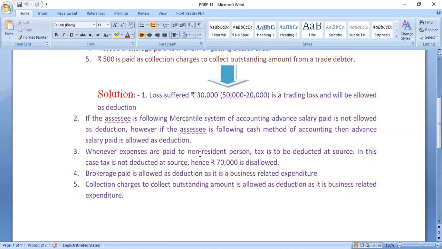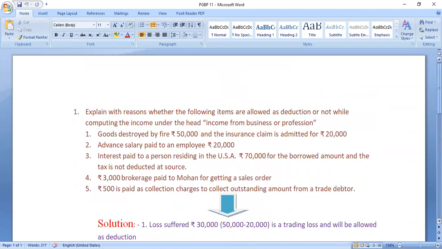Whenever expenses are paid to an NRI, tax has to be deducted at source. You have to pay after tax, and the person receives the remaining amount. But in this case, tax is not deducted at source. The entire 70,000 is disallowed. It comes under the add category, add disallowed expenses. If TDS is done, then you can allow it. But if TDS is not done, that amount is not allowed. That means it is disallowed. So the result is you cannot allow the expense since TDS is not deducted. What is TDS? Tax deducted at source.